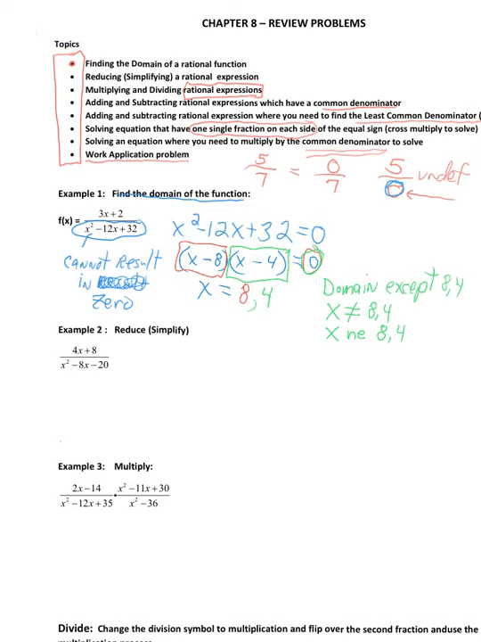Okay. Example number 2. It's not asking us to find the domain. It's not a function. Notice the first one was a function, right? It had f of x equal. We find domains and range of a function. We're not worried about the range, by the way. So this is not asking us to have a function. It's giving us a plain old algebraic fraction that it wants us to reduce.